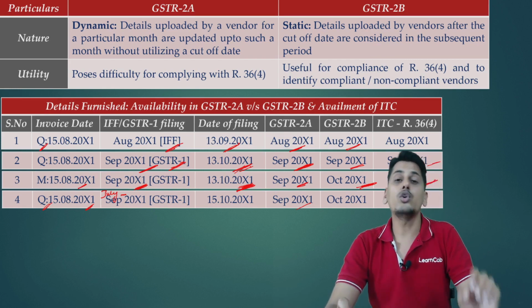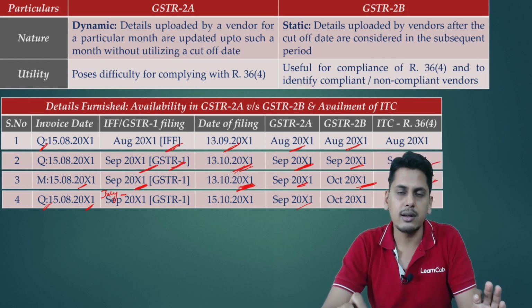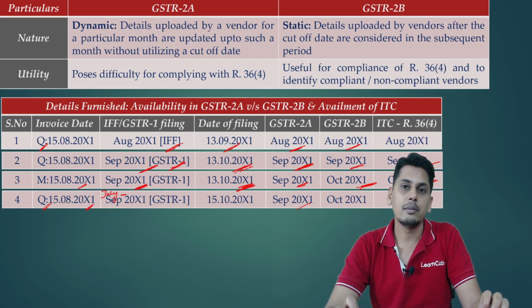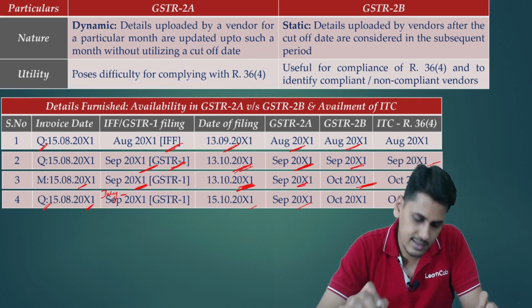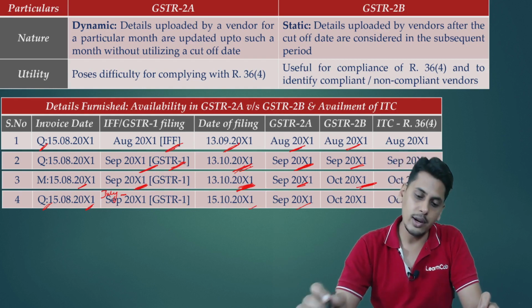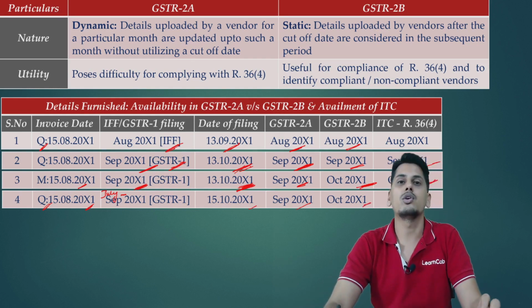The next month. To appear in 2B of October, the filing should have happened by 13th of November. Has it happened? The answer is yes. So therefore, it is going to appear in 2B of October.